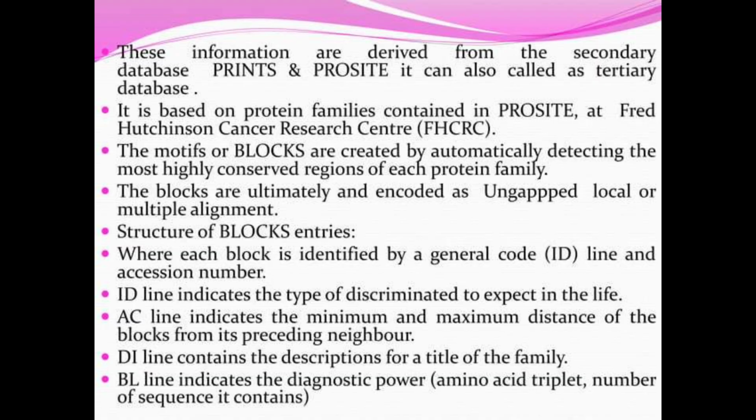Each block is identified by an ID line and accession number. The ID line indicates the type of the entry while we are searching. The AC line indicates the minimum and maximum distance of the blocks from its neighbor, and the DE line contains the description or title of that family, and BL indicates the diagnostic power, amino acid triplet, number of sequences. All those details are present in the blocks line, or what we call the BL line.